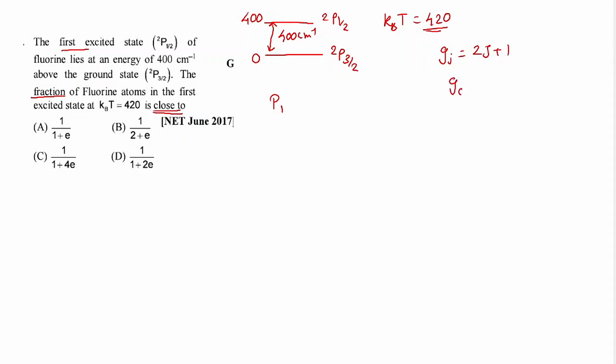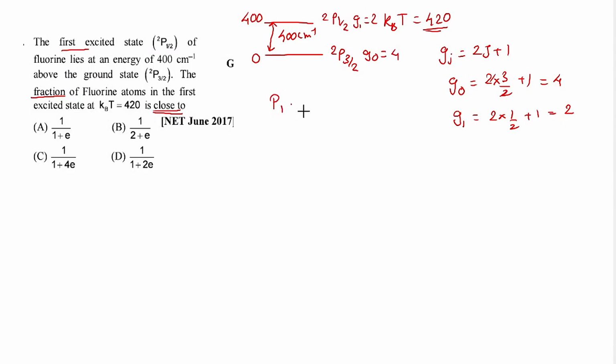So for G0 we will have 2 into 3/2 plus 1, so the degeneracy of the ground state is 4, and for G1 it will be 2 into 1/2 plus 1, and that will be 2. So the degeneracy of the ground state is 4, and the first excited state is doubly degenerate. Okay, so now we have calculated the degeneracies. We will find the probability or the fraction of molecules.